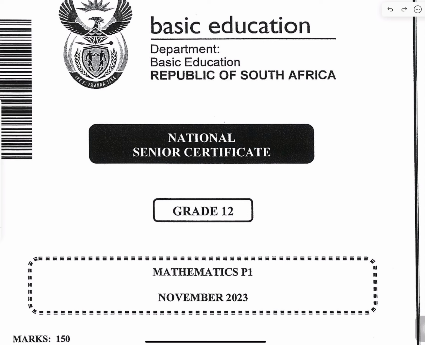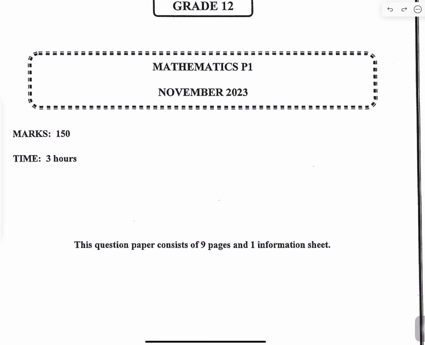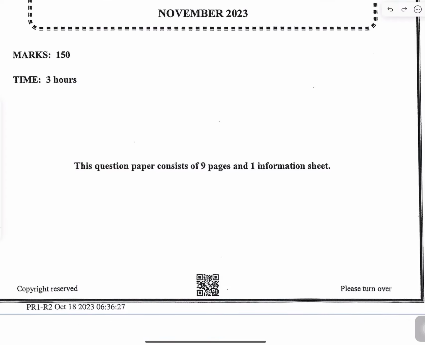The first page of the paper is basically the logo of the Basic Education Department, and it's National Senior Certificate, Grade 12, Mathematics Paper 1, November 2023. The paper was out of 150 marks for the duration of 3 hours, okay? And it has 9 pages.